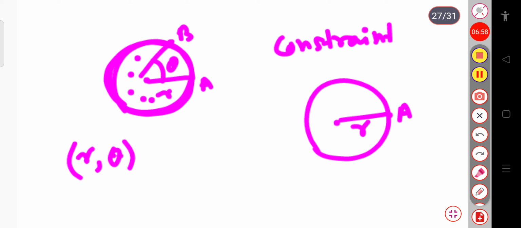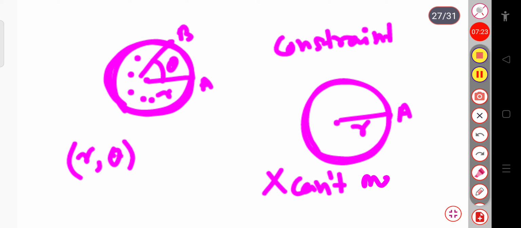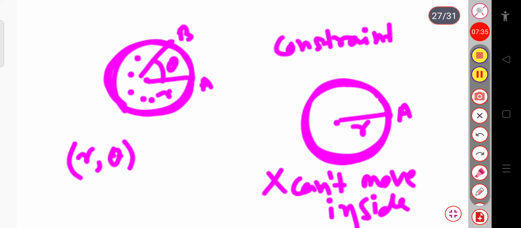Now this constraint, the restriction given to this particle, is that it can move only on the circumference of the circle. It cannot move inside the circle. If I give the restriction there, the particle cannot move inside the circle, it can only move on the circumference. This is the restriction, or the constraint.